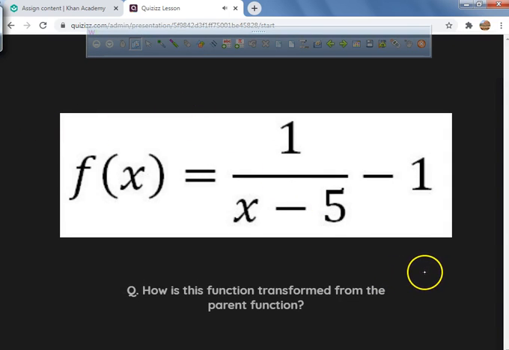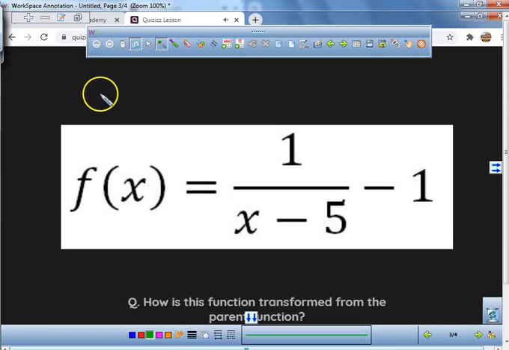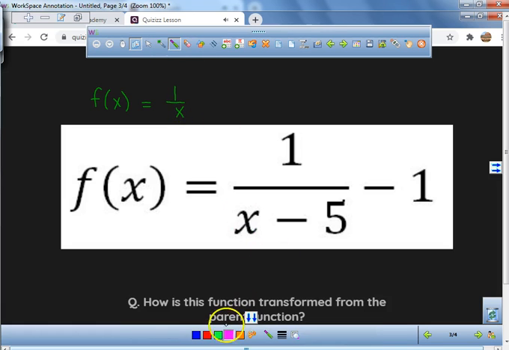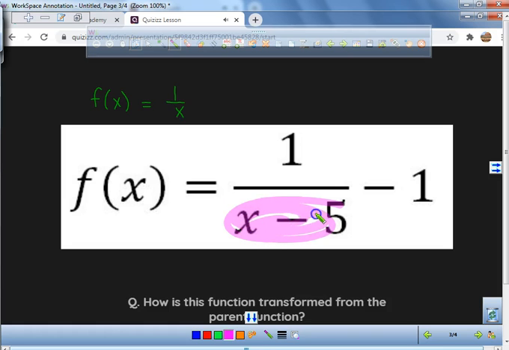How is this function transformed from the parent function? Remember, the parent function is f of x equals 1 over x. So basically, you're trying to interpret what's happening right here. What does that do to the graph? We talked about it yesterday. If you watched the video yesterday, you'll know what I'm talking about. And then what else? This has something to do with it as well. Once you get this down, I'd like you to put this in your journal, because we're going to talk about what happens after you select your answer.